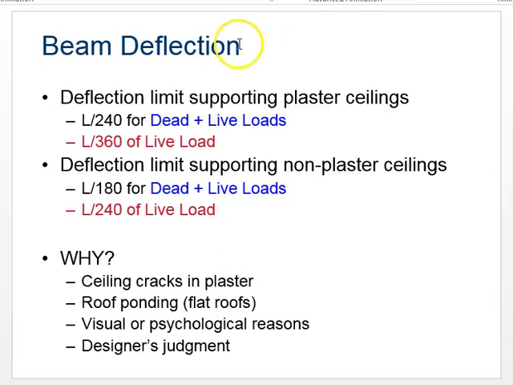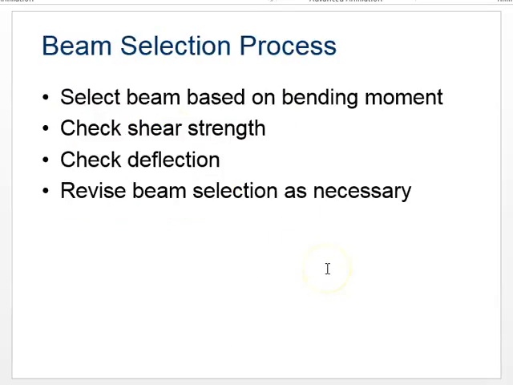Beam deflection. Remember, this is how far the beam bends when a load is applied. And these are the limits that we can allow. Now, why do we have different limits for a plaster ceiling versus a non-plaster ceiling? Well, it's really just aesthetics. If it's a plaster ceiling, it's going to crack, so we want less deflection when we're dealing with plaster.